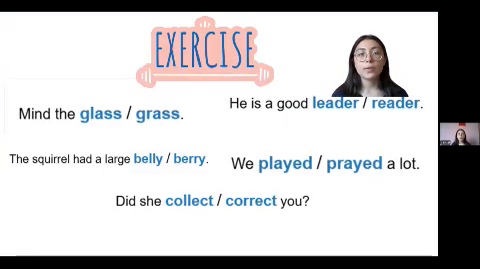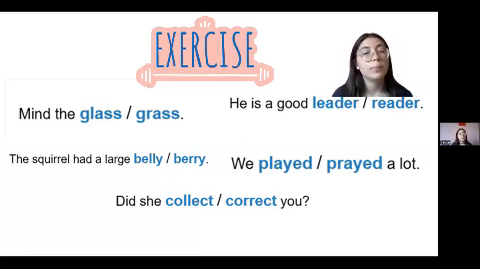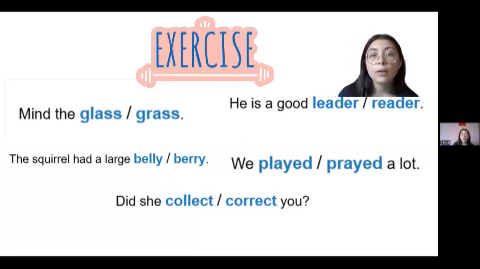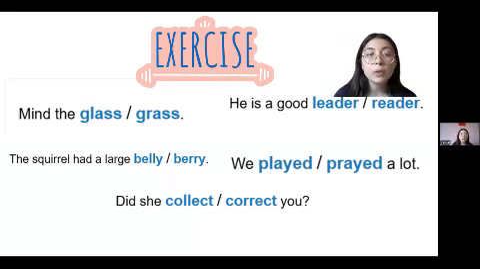And now I put some exercises. I'm going to read the sentence and you're going to tell me which one I chose. Mind the glass. Yes, it's glass. He's a good reader. Yes, it's reader. We prayed a lot. Yes, it's prayed. Did she collect you? Yes, it's collect. The squirrel had a large belly. Yes, it's belly.